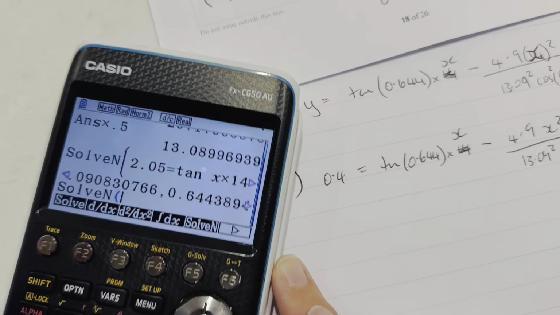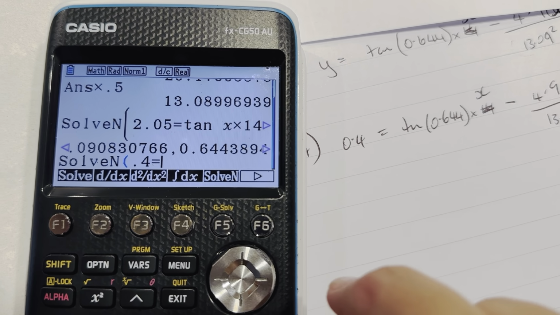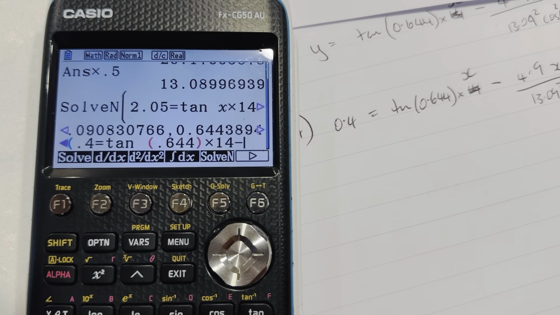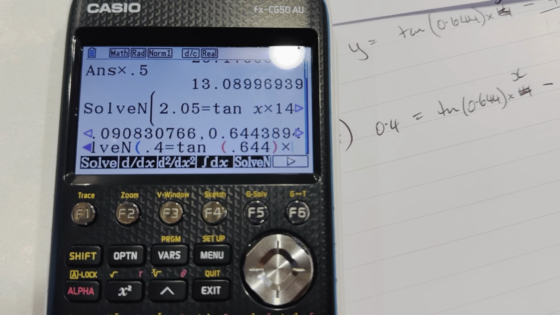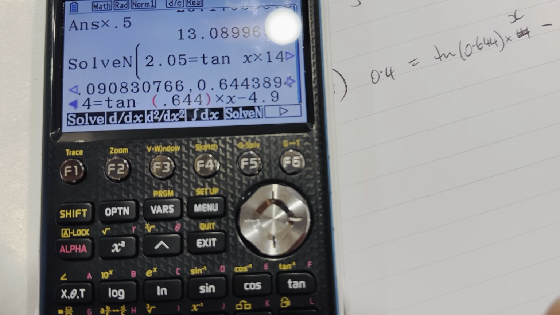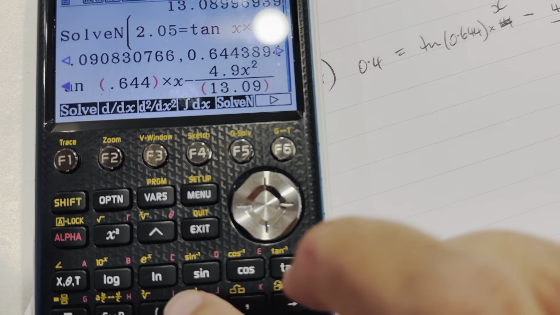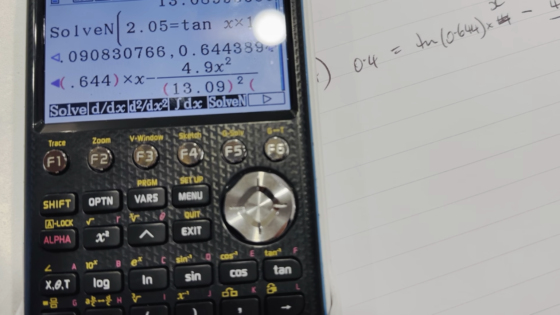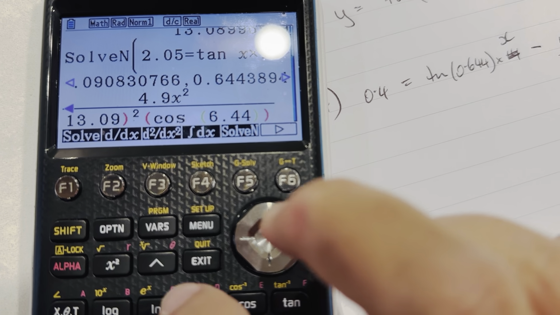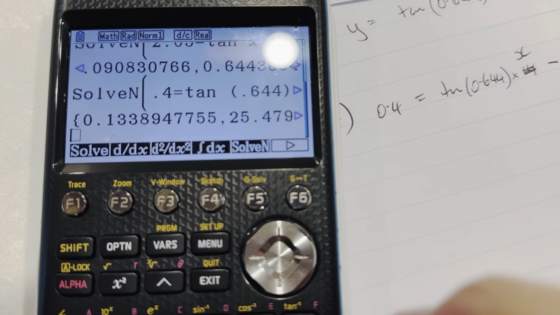Solve n. 0.4, shift equals tan 0.644, close brackets, times 14... oh man, I did it again. Delete, delete, delete, times x minus 4.9 x squared over, in brackets, 13.09 squared, cos 6.44, close bracket, squared, plus 0.3. I didn't do my bracket, but it did it for me anyway.